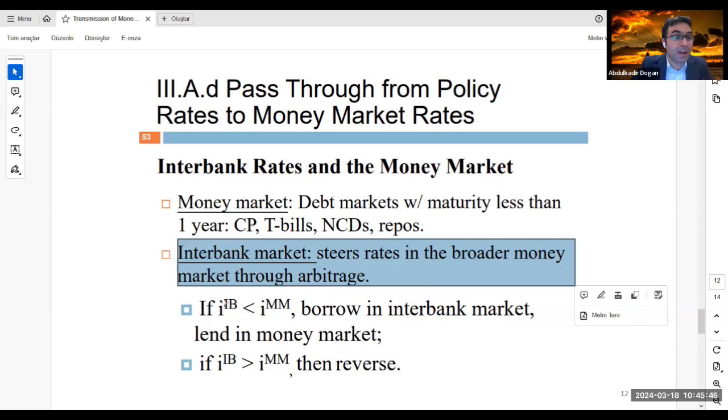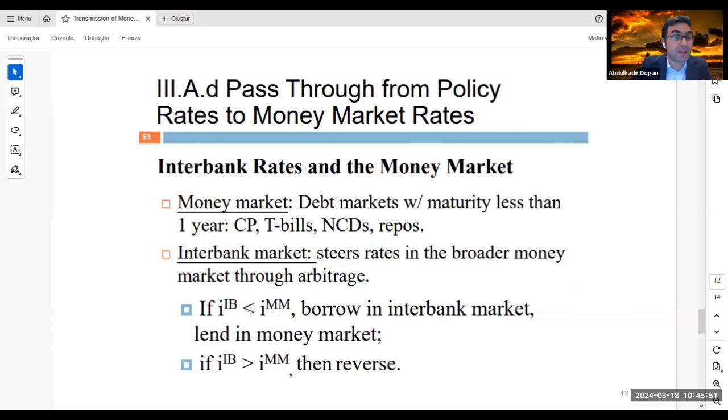If the interbank market interest rate, please look at here, is less than the money market interest rate, I will borrow in the interbank, right? I am making arbitrage. Buy the cheaper and sell the expensive. Arbitrage condition always works in this direction. Then if I buy from the interbank, I can lend this money in the money market. Or vice versa, if the interbank rate is higher, then borrow in the money market, then lend in the interbank.